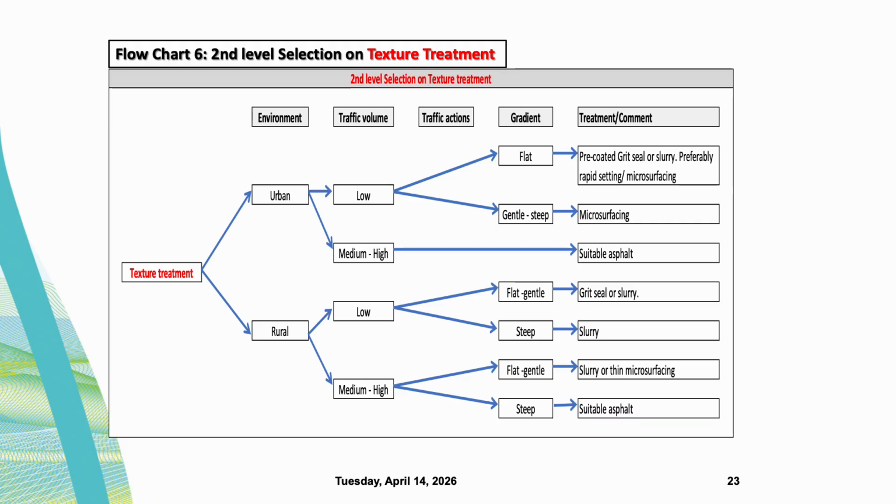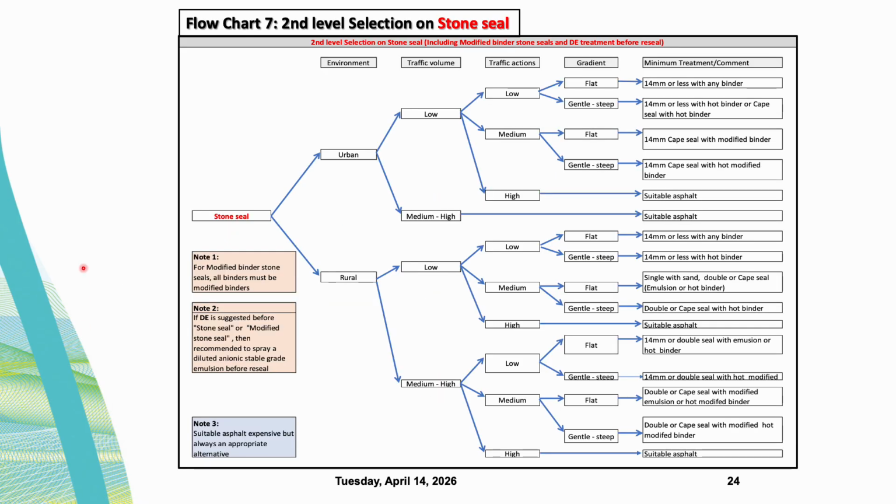That is chart number 6. Chart number 7 is about when you need a stone seal or a chip seal. It's the same as surfacing seals that we are dealing with in this module.